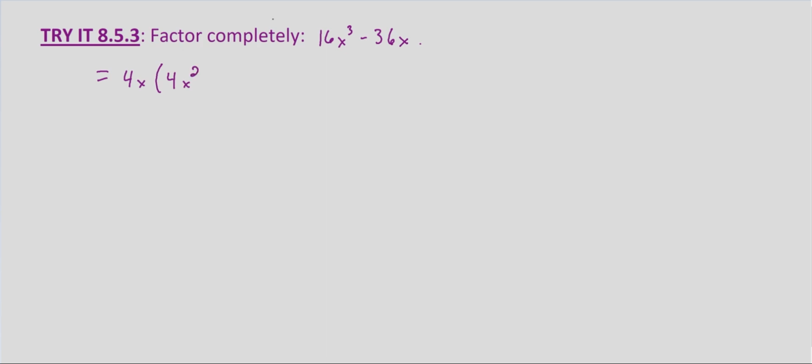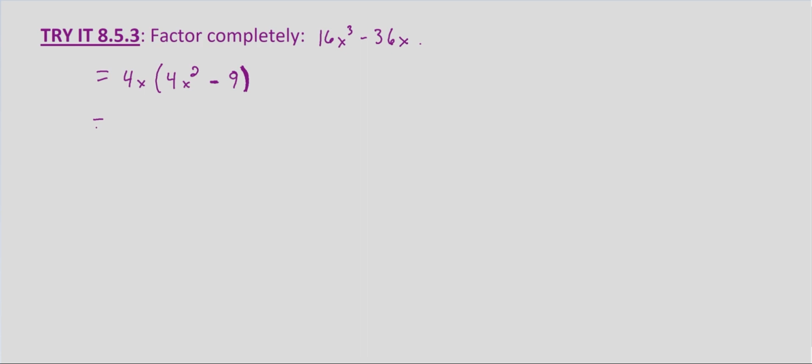4x squared, and again we can just look at the coefficient first. What times 4 equals 16? Well, 4. Or we can go 16 divided by 4 is 4, and then x cubed divided by x is x squared. And then minus 4 times 9 is 36, and we've already factored out the x, so we don't need to factor out anything else. There's nothing else to factor out.